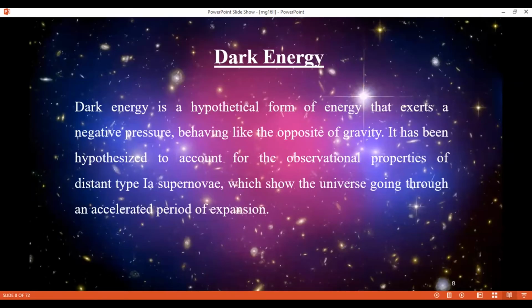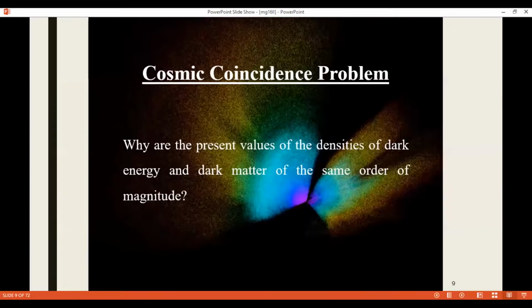Dark energy is a hypothetical form of energy that exerts a negative pressure, behaving like the opposite of gravity. It has been hypothesized to account for the observational properties of distant type Ia supernovae, which show the universe going through an accelerated period of expansion.